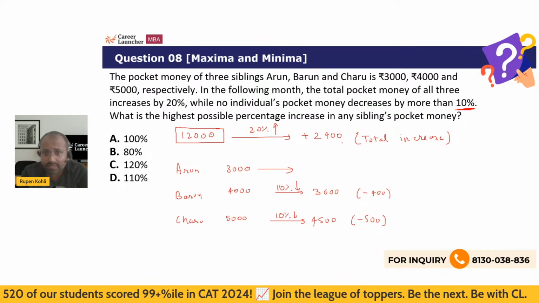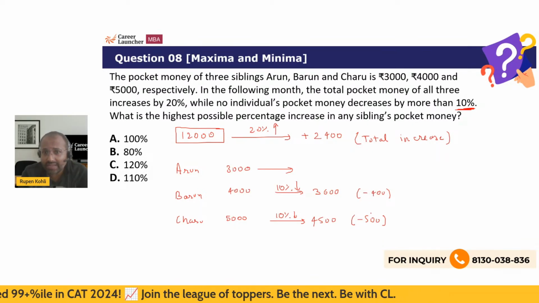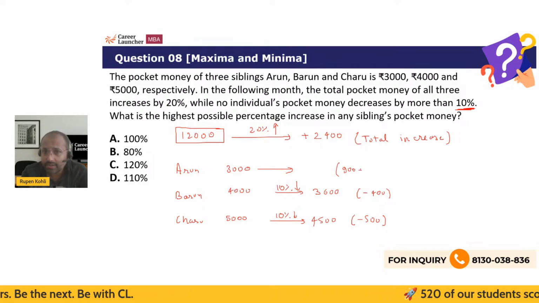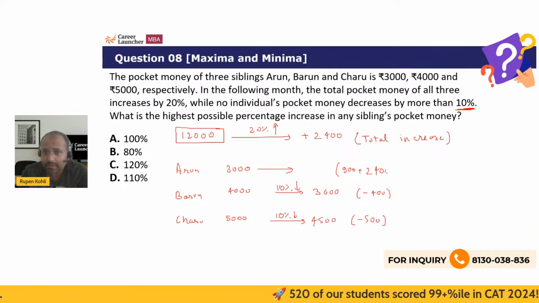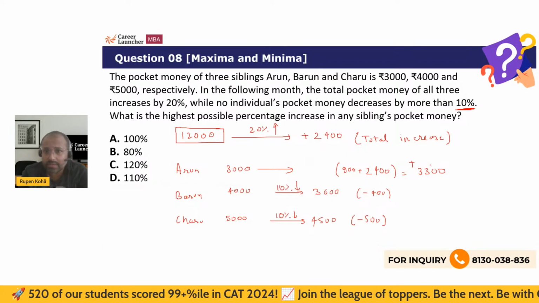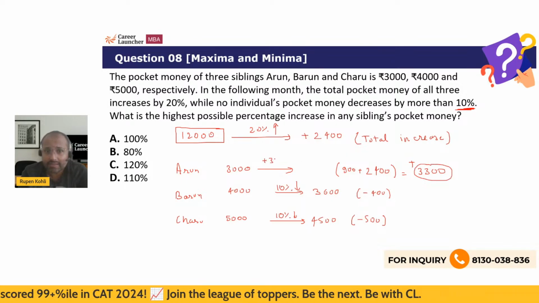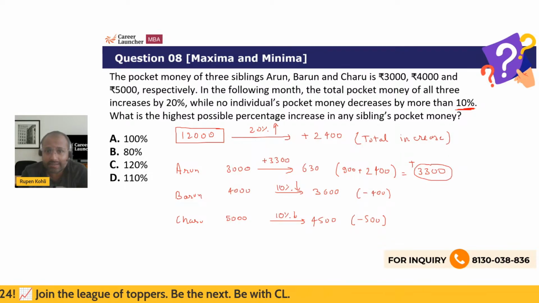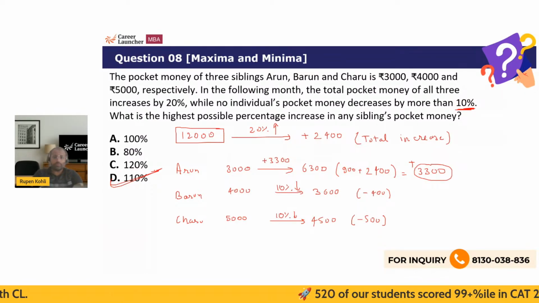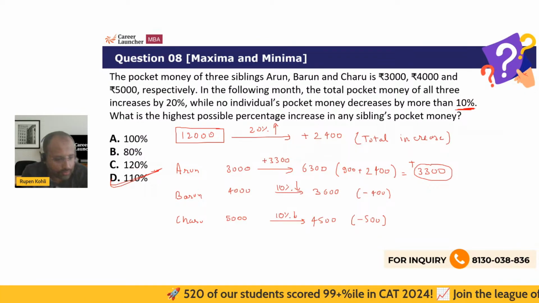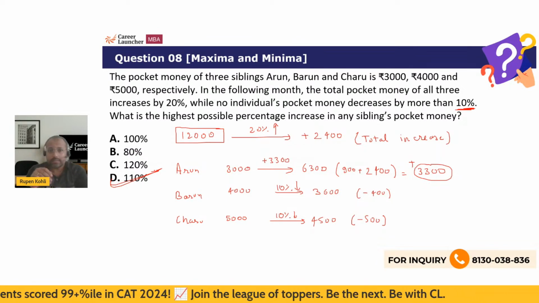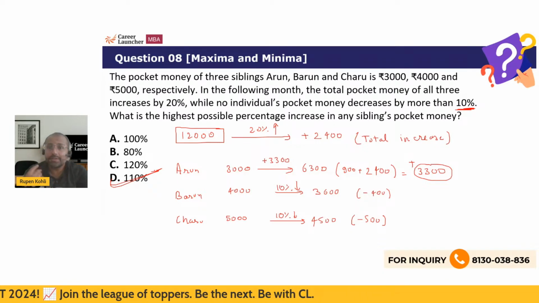But we need to have a net of plus 2,400. So we are down by 900 by now. So here we have to add 900 plus 2,400 to have the overall plus 2,400 effect. So 900 plus 2,400 is 3,300. So Arun's pocket money will increase by 3,300 and become 6,300, which is a 110% increase. 3,300 is 110% of 3,000, right? So a very subtle point over here, right? How this question makes use of the concept of percentage change, right?